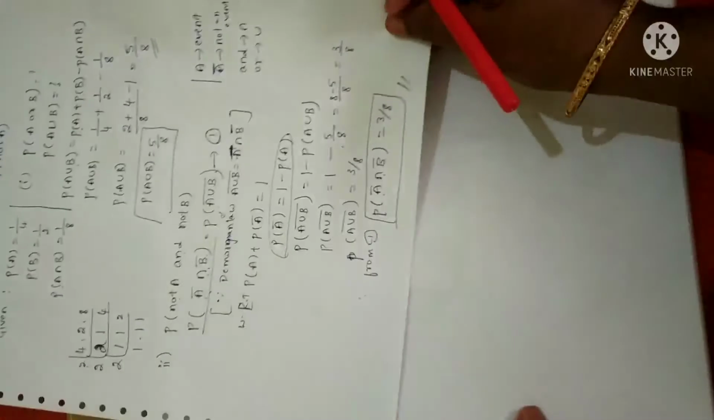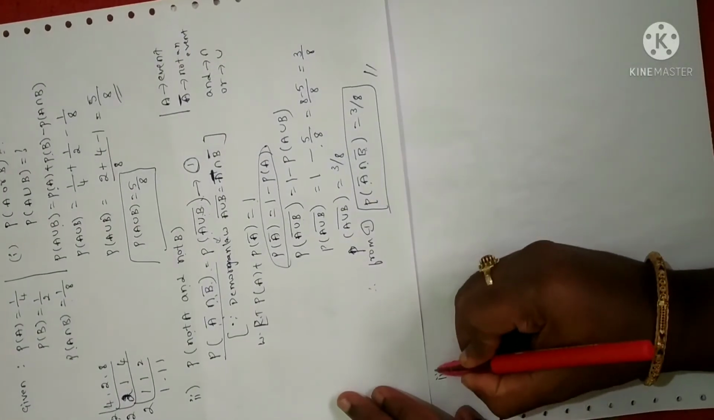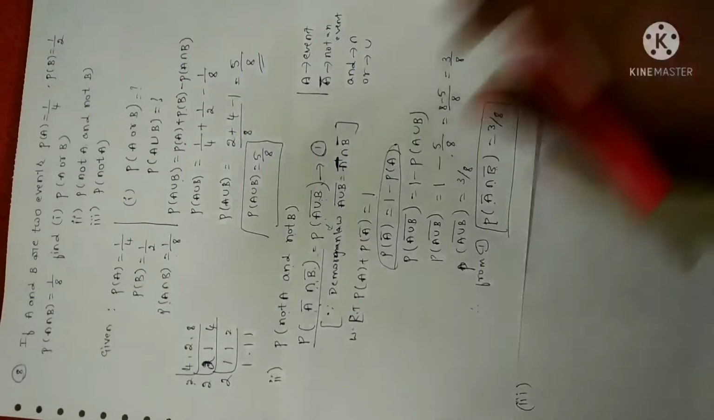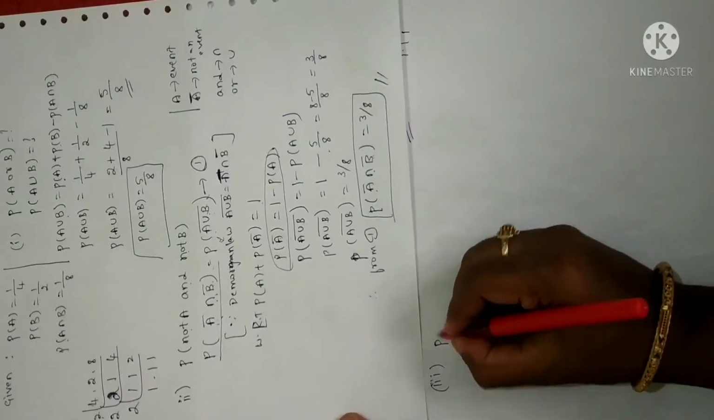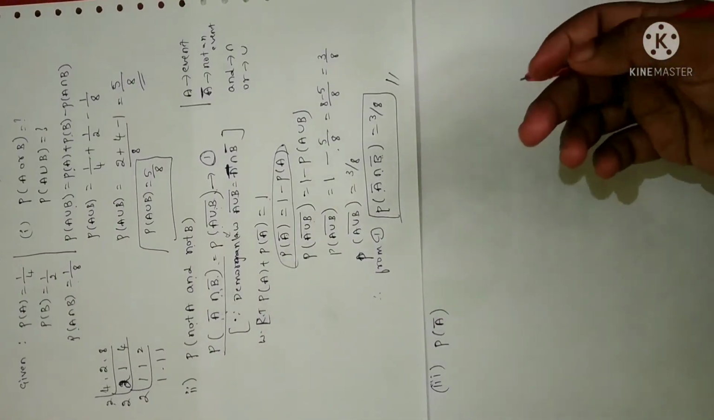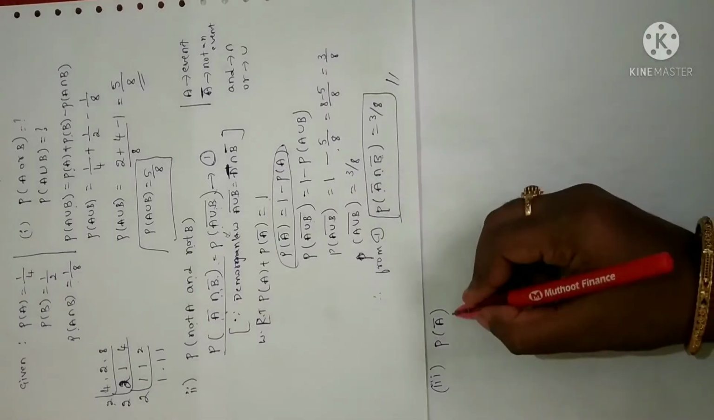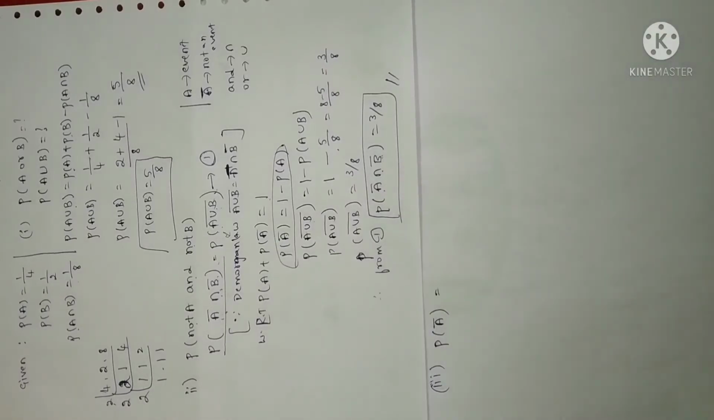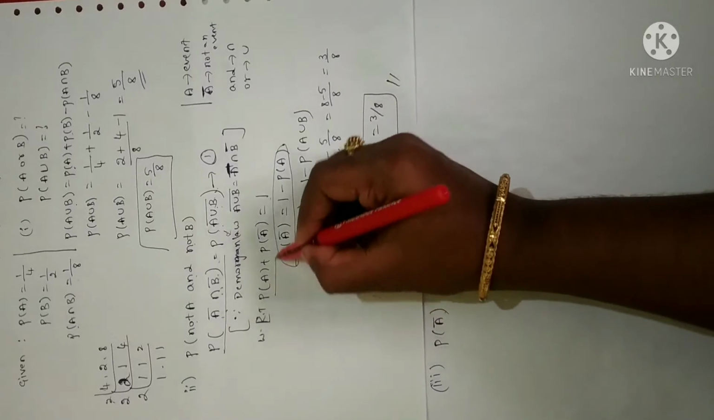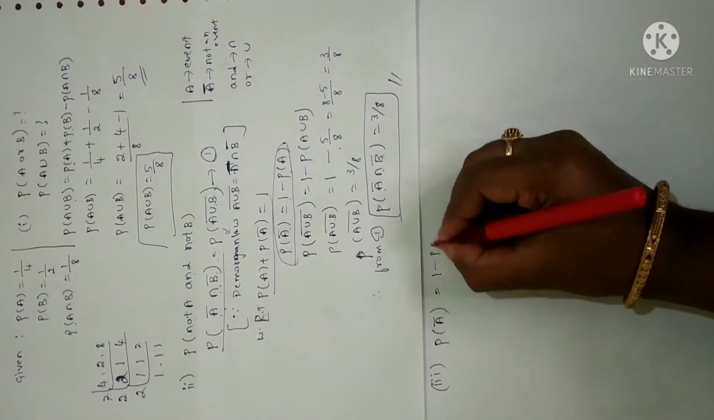Now we have to find the third question. Third question is what we have to find: probability of not A. Not A in the sense A bar, not B in the sense B bar, not (A union B) in the sense (A union B) whole bar. So let me find probability of A bar. As I already told you, the relation between probability of A and probability of A bar: probability of A bar is given by 1 minus P of A.